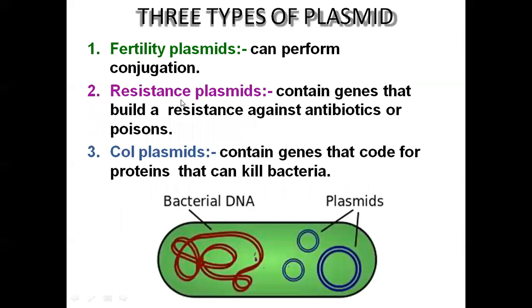Okay. So the plasmid vector types are: fertility plasmid, which can perform conjugation in the process of bacterial gene transfer; resistance plasmid, which contains genes that build resistance against antibiotics or poisons; and col plasmid, which contains genes that code for proteins that kill harmful bacteria. In this picture of recombinant DNA technology you can see the bacterial genome, here is the bacterial plasmid, and here is the self-replicating cloned plasmid.